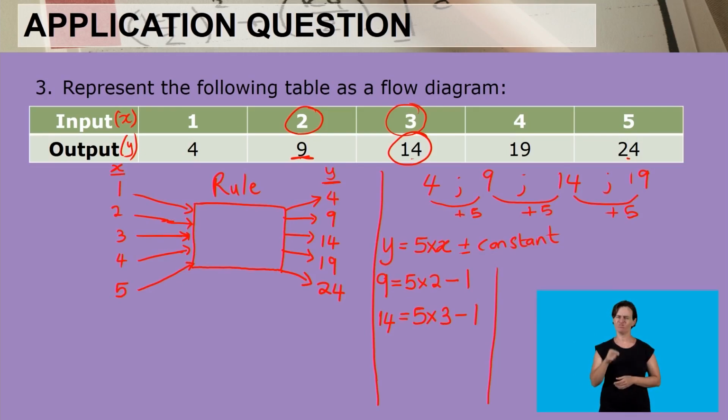Now, what does this mean for our rule? We know that for our rule here, our input value is first multiplied by 5, and then we subtract that 1. And that is our rule for this table. Now remember, when the input values are consecutive terms, then we can definitely find that rule, because those output values are actually forming a numeric pattern.